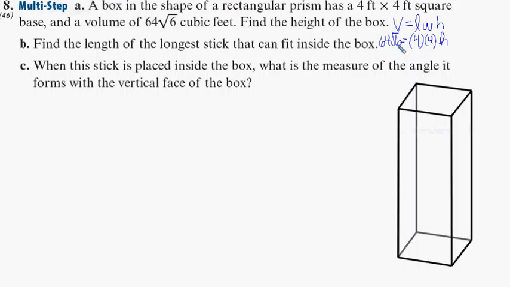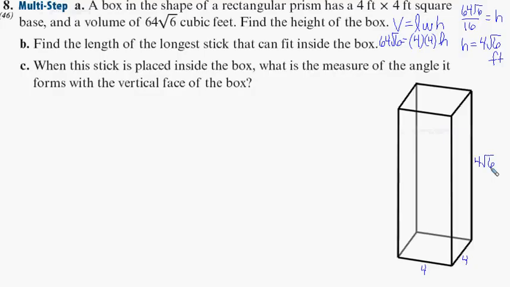So we're solving for h, which means we take 64 times the square root of 6 divided by 16 to give us the height, which leaves us with the height of 4 times the square root of 6, and it looks like it's in feet. Okay, so I'm going to go ahead and mark the sketch. I know this is 4, I know this is 4, and now I know that the height is 4 times the square root of 6. All right, check A off the list.